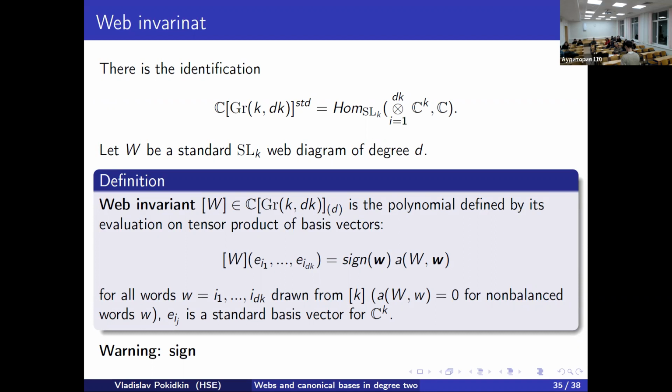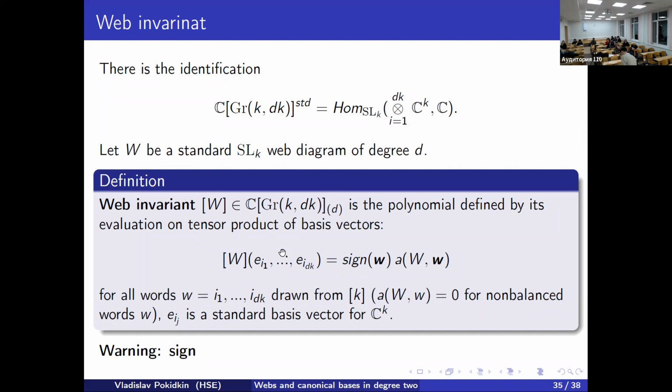With such identification, the Plücker invariants are defined as follows. We overlaid them on it. It is a polynomial that should equal which population on this point.